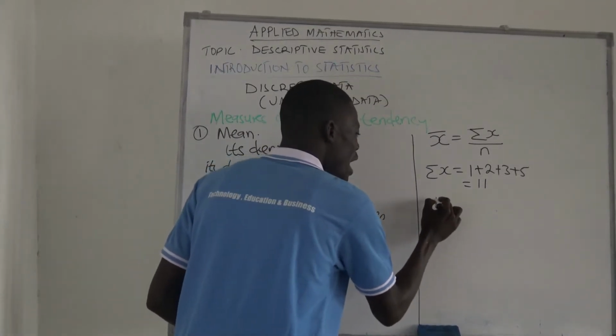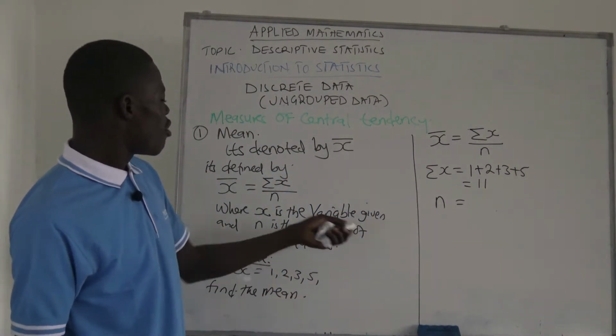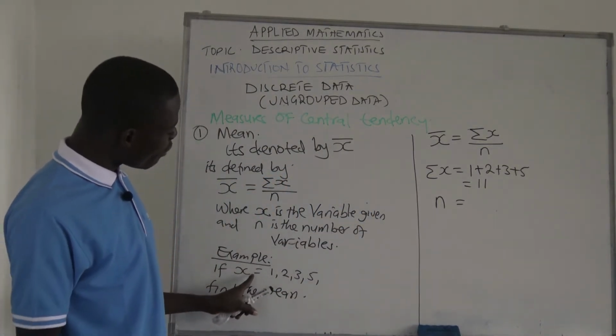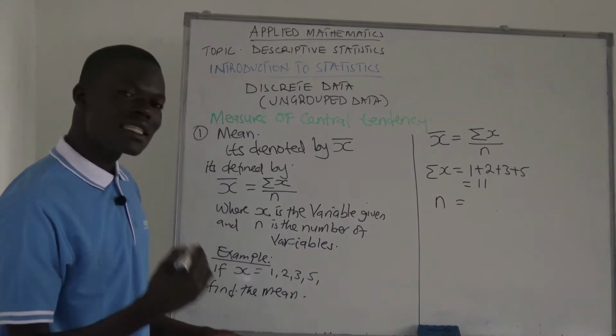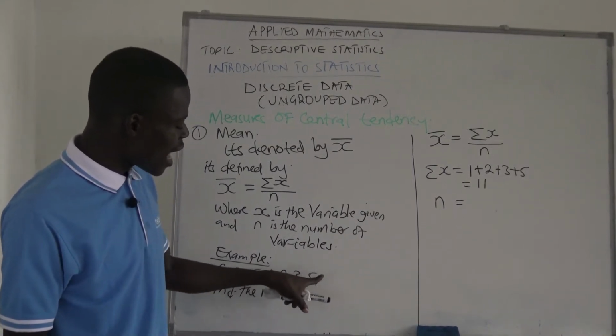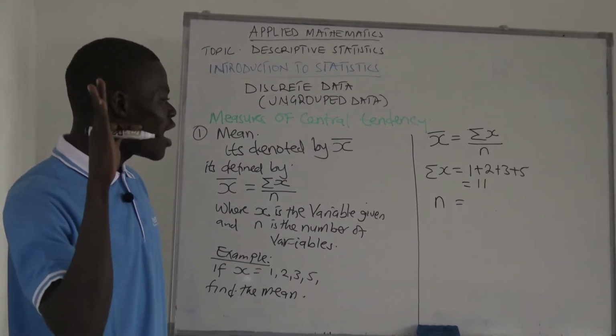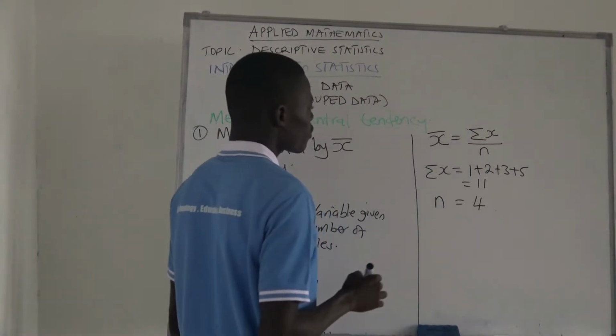So what is our n? Our n, we say, is the number of variables. Where is our variable? Our variables are 1, 2, 3, and 5. So what is the number? We just count. This is 1, 2, 3, and 4. The variables are 4. So our n is 4.